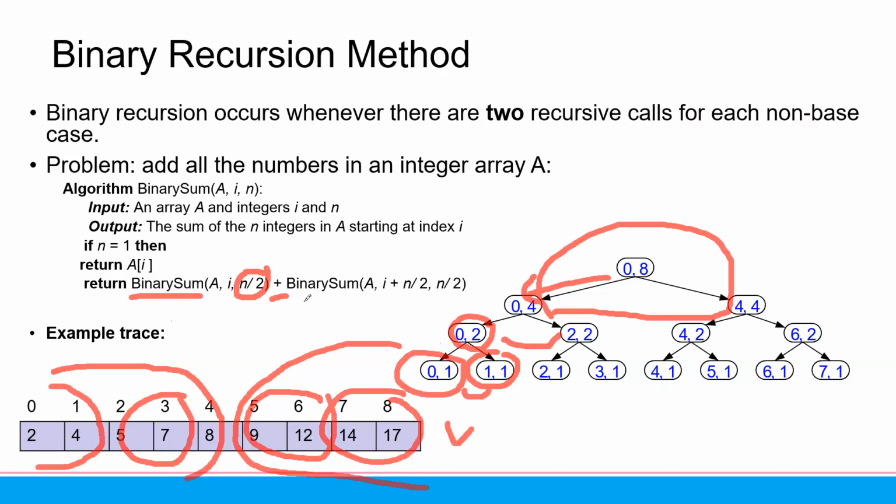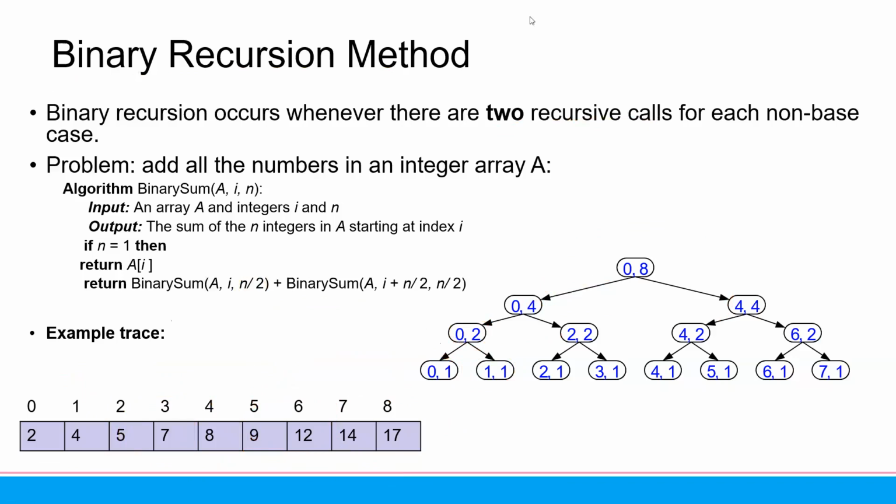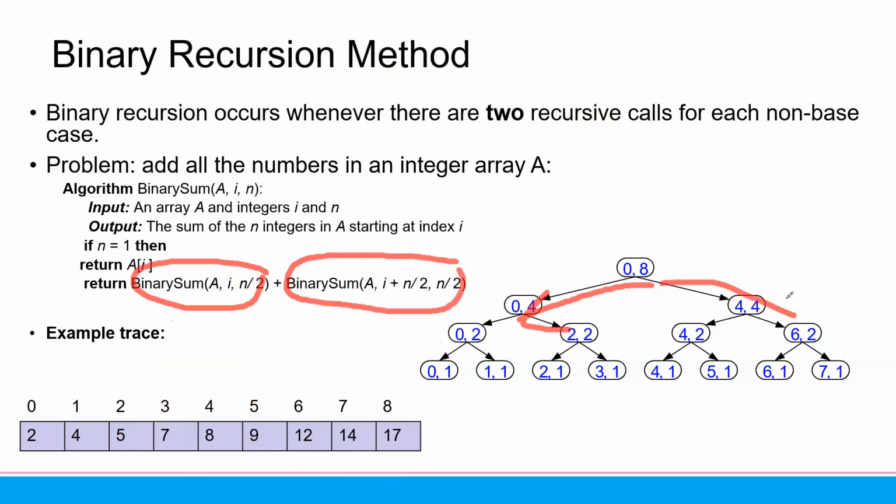Because we have two recursive calls, we call this the binary recursion method. The first call is for the left side, and the second call is for the right side. So the beginning of the index is i, but the beginning of the second call is i plus n divided by 2. The size of this binary sum will be n divided by 2, and this will also be n divided by 2.